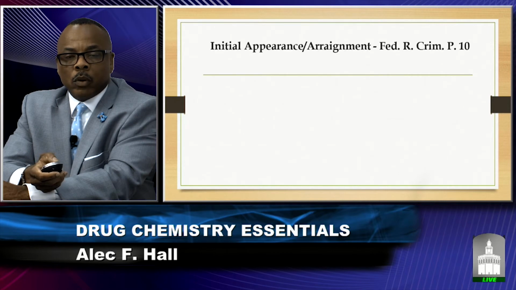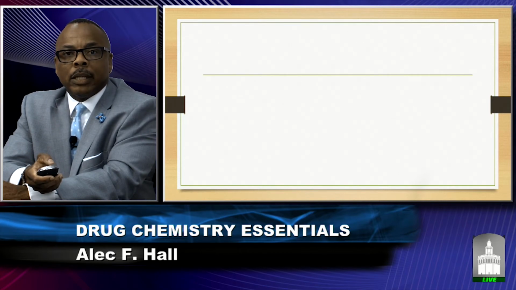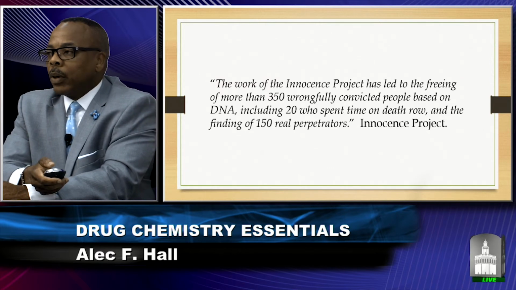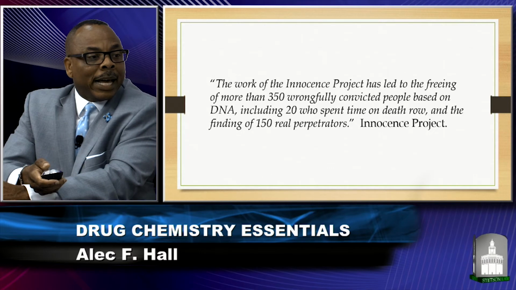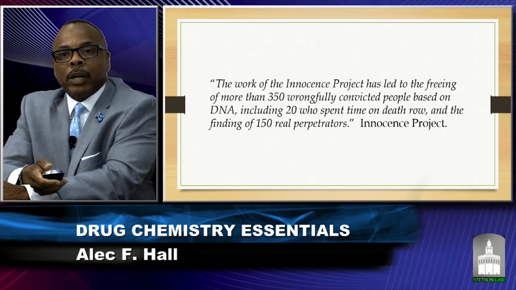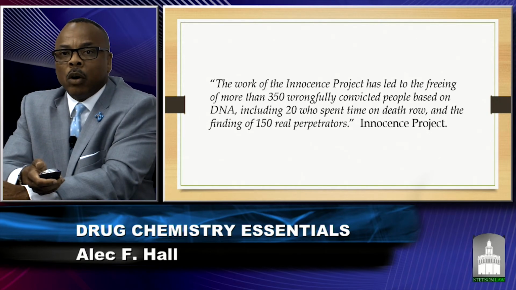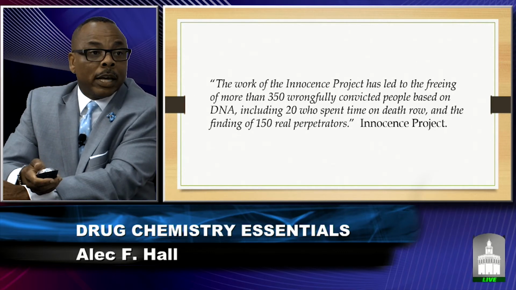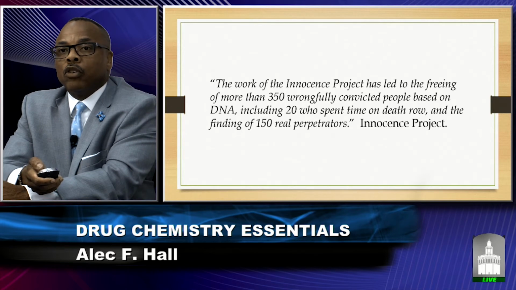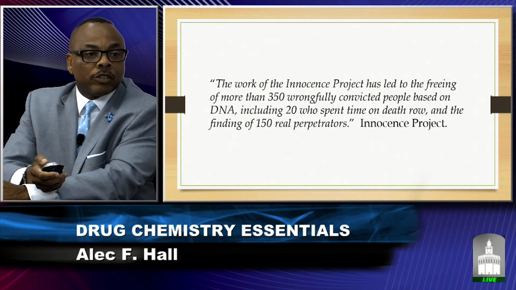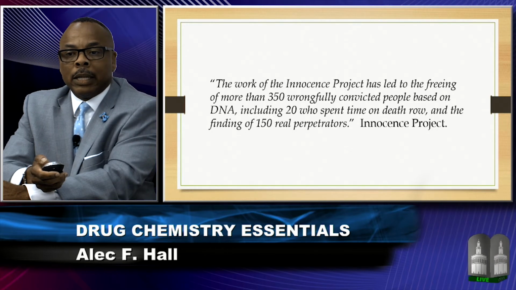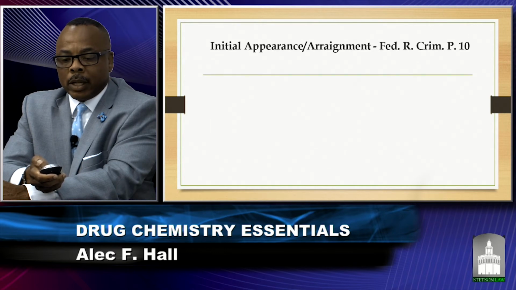So what I'd like to point out, and one of the things in my materials, and when I say that we want to make sure we get this right in doing the analysis of the drugs and things of that nature, I like to point out what the Innocence Project has indicated. The work of the Innocence Project has led to the freeing of more than 350 wrongly convicted people based on DNA, including 20 who spent time on death row, and the finding of 150 real perpetrators. You may have seen in the news last week another individual was exonerated and freed after so many years in prison. So on both sides, prosecution, you want to make sure you're doing your work, testing the evidence, making sure it is correct in all aspects. And on the defense side, you're doing your investigation as well.